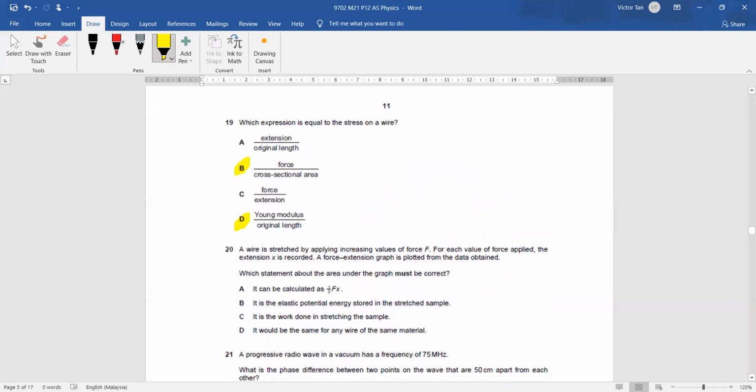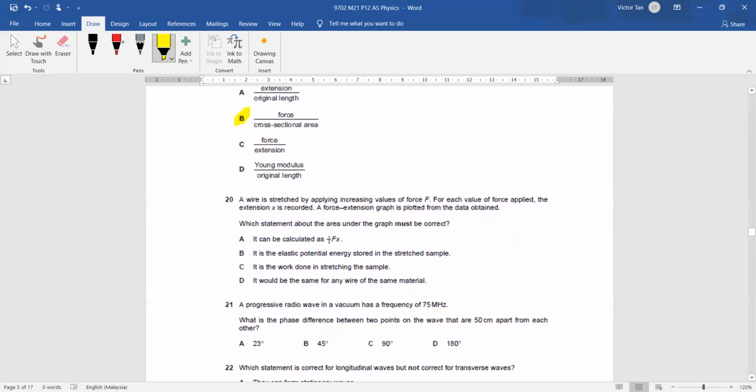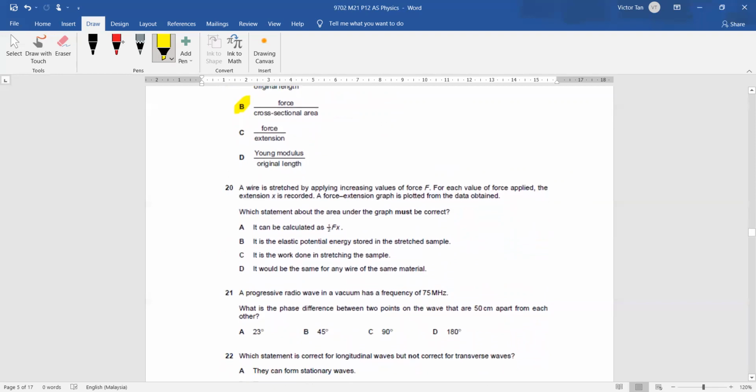A wire is stretched by applying increasing values of force F. For each value of force applied, the extension x is recorded. A force-extension graph is plotted from the data obtained. Which statement about the area under the graph must be correct? It can be calculated as half Fx.